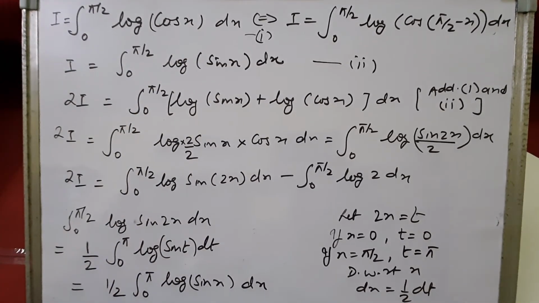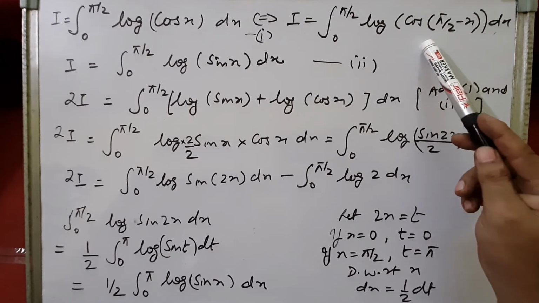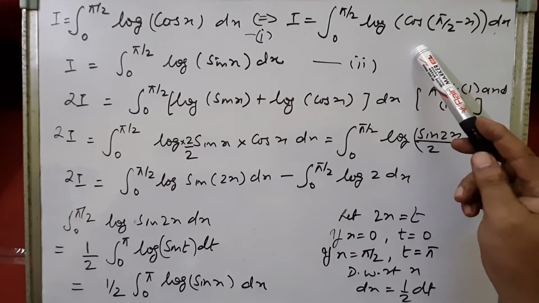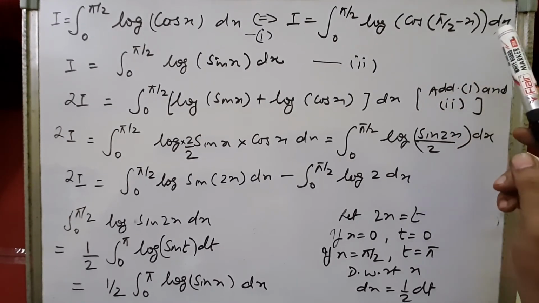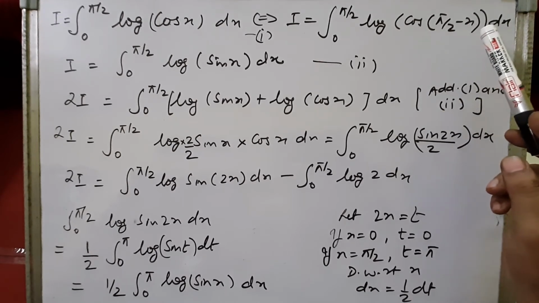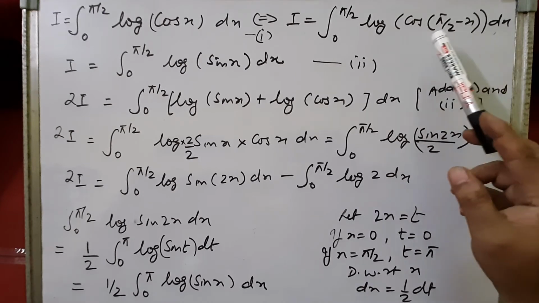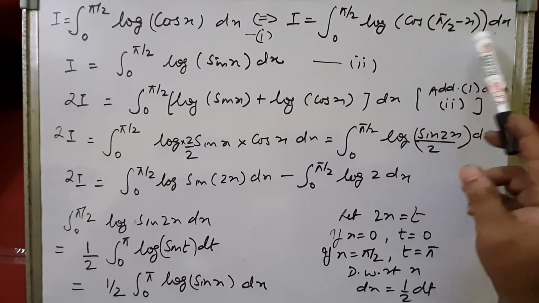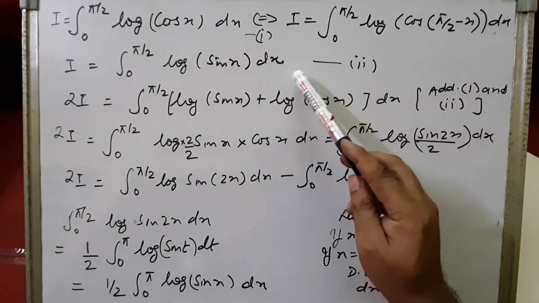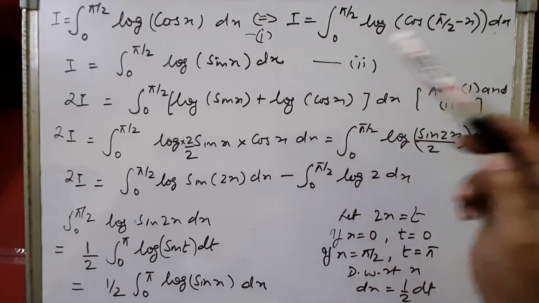On applying the property, we can say that the integration of 0 to pi by 2 log cos of (pi by 2 minus x), right? The integral from 0 to a of f(x) dx equals the integral from 0 to a of f(a minus x) dx. That property we have applied here. So it will become cos (90 minus x). Cos (90 minus theta) is sin theta. So it will become the integral from 0 to pi by 2 of log sin x dx.